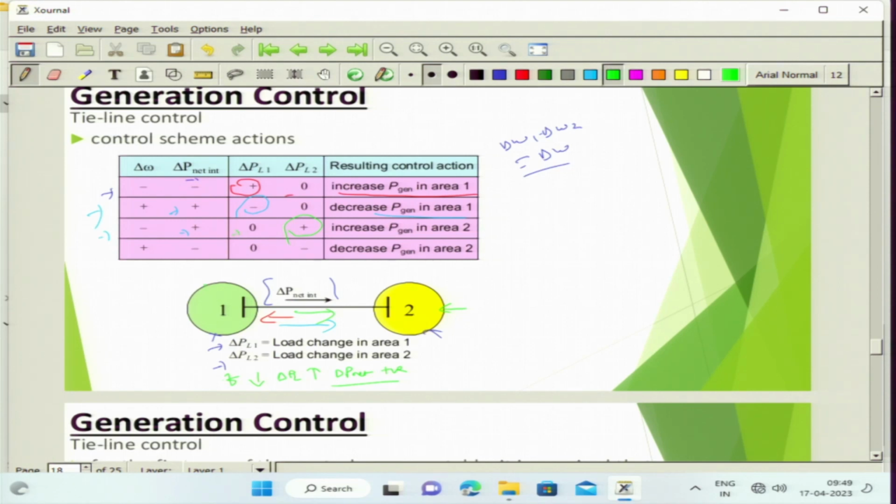What is the control action that you need to do? Increase generation. It is your problem. This is not under the agreement. You increase the generation and you do not put the burden on my shoulders, from the network 1 perspective.